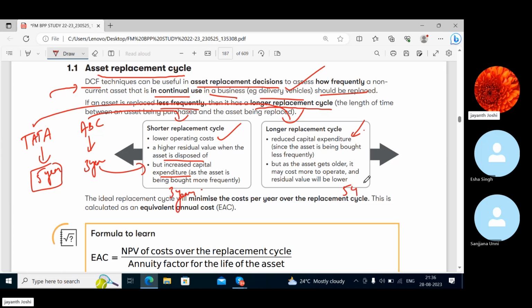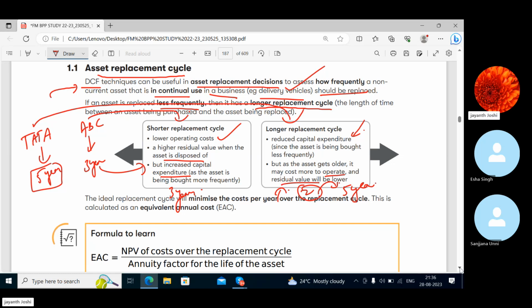Here you are replacing within 5 years. So for 2 years you are using the asset, and again you are spending money for buying, right? Now, as the asset gets older, it may cost more to operate and the residual value will be lower. So here the residual value will be higher because you are using the asset for a shorter duration and then you are selling it. Here you are using it for a longer period and then you are selling it. So whatever scrap value or residual value you're going to get will be very less in this case because the asset has been used for a longer period of time, right?